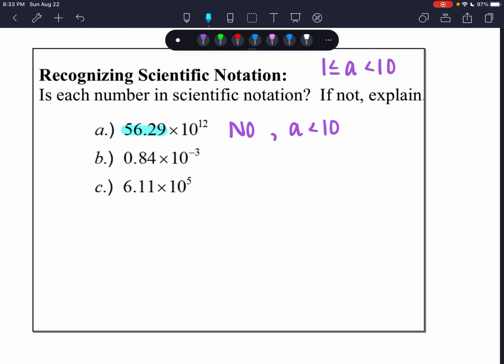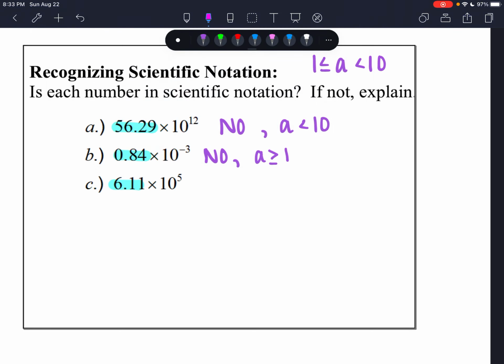Now if I look at my next example, 0.84 times 10 to the negative third. Again, my a value has to meet these qualifications. It must be greater than or equal to 1 and less than 10. And 0.84 is not greater than or equal to 1. So this is another no, because a is not greater than or equal to 1. My last example, 6.11 times 10 to the 5th power. 6.11 is in between 1 and 10, and my integer, or my exponent, is 5, which is an integer. So this last example is a yes.